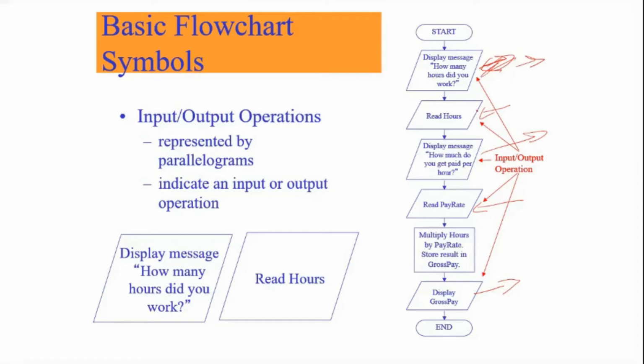So all these parallelograms represent either input or output. It depends on what is the content in that particular parallelogram. Display the message means it has to output, and the read means it has to input. So the hours as well as the pay rate are input. Then the messages, how many hours did you work, as well as how much do you get paid per hour, these two are the output messages. So these are the input-output operations in a flowchart.